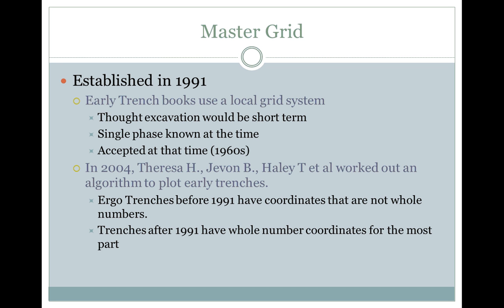And in 2004, we have Teresa, Javon, Haley, and a bunch of others to thank for working out an algorithm to plot these earlier trenches. So what this means is many trenches before 1991 have coordinates that are not whole numbers, while trenches after 1991 have, for the most part, whole number coordinates. Now, most of the recent trench books will mention Tony Tuck #1, a trench book written by Dr. Tuck, and give a brief summary about the master grid. However, if you're looking for a fuller summary of the master grid and what they did, you can read Tony Tuck #1 for all that information.